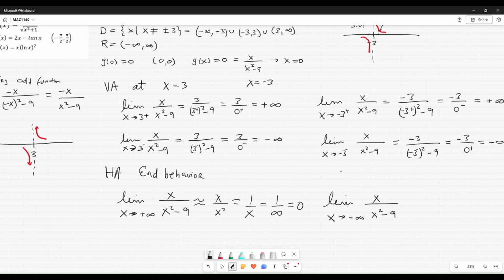Well, this is exactly the same. No positive 0, negative 0. This is 0. So we have one horizontal asymptote at y equals 0.